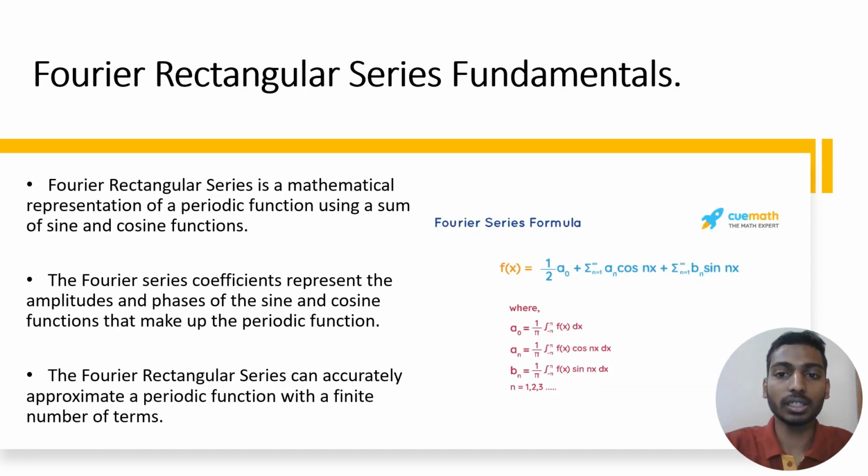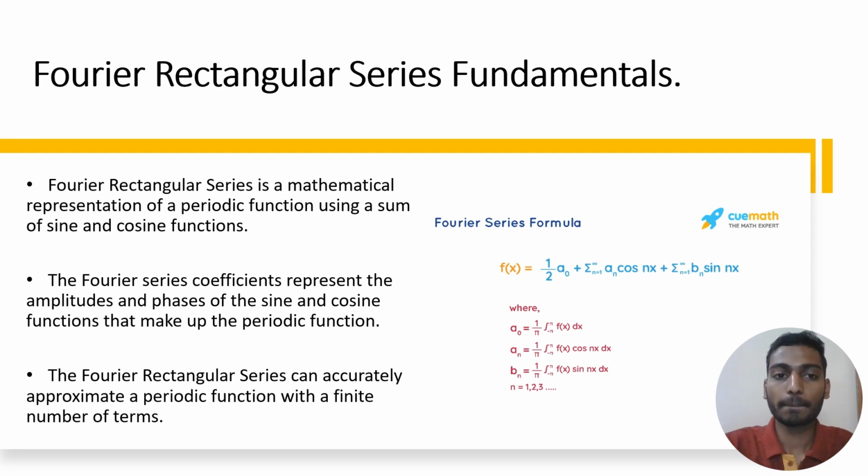Fourier rectangular series fundamentals. Fourier rectangular series is a mathematical representation of a periodic function using a sum of sine and cosine functions. The Fourier series coefficients represent the amplitude and phases of the sine and cosine functions that make up the periodic function. The Fourier rectangular series can accurately approximate a periodic function with a finite number of terms.